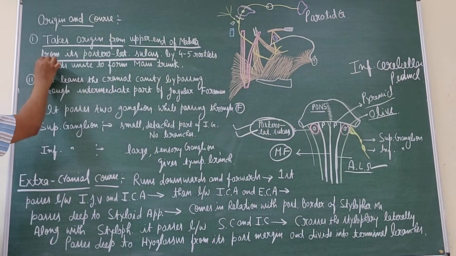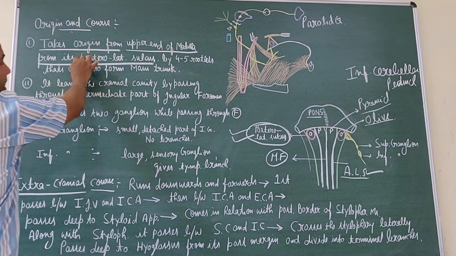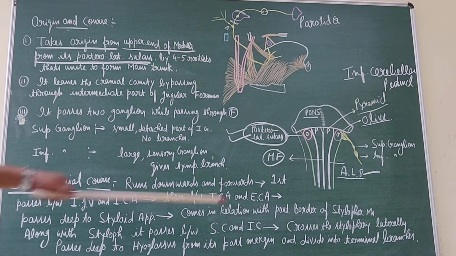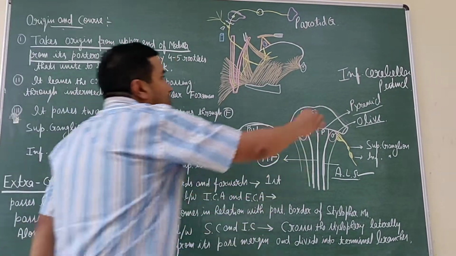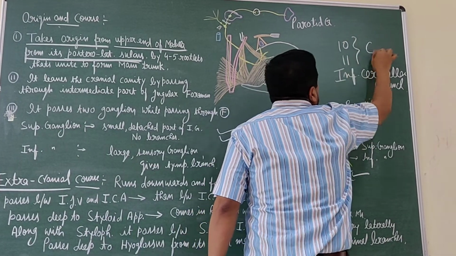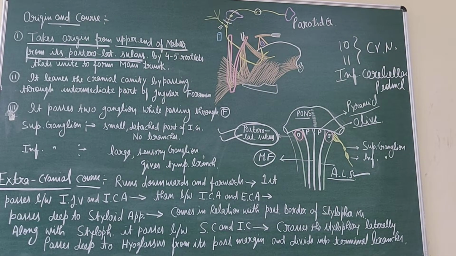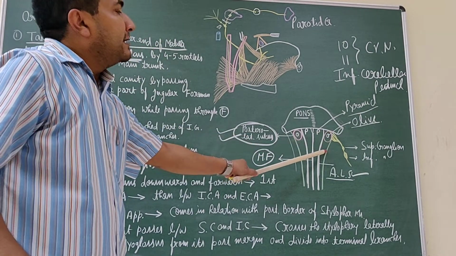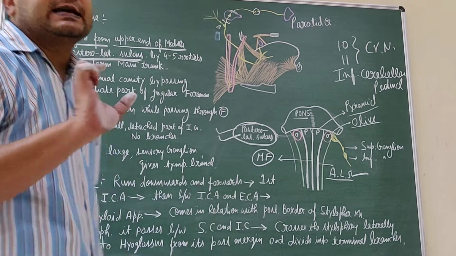So, this nerve takes origin from the upper part of the posterolateral sulcus, and just the lower part of the posterolateral sulcus gives origin to the 10th and the 11th cranial nerve. Means in this posterolateral sulcus, from above to below, the 9th, 10th and the 11th cranial nerves are attached.